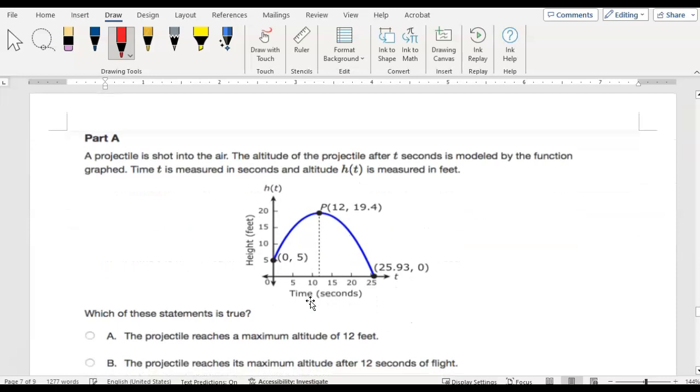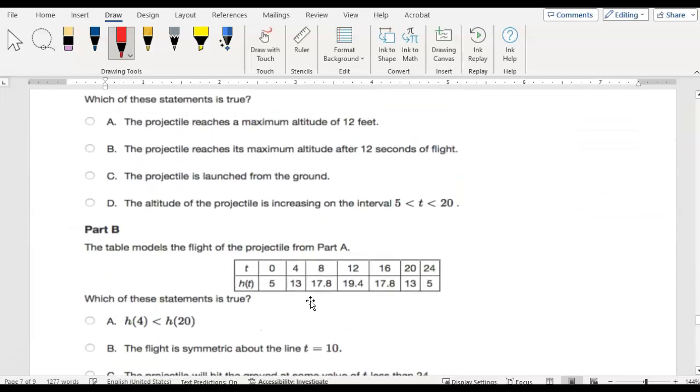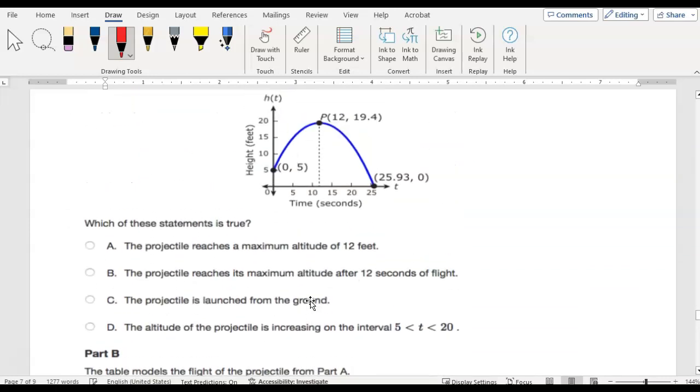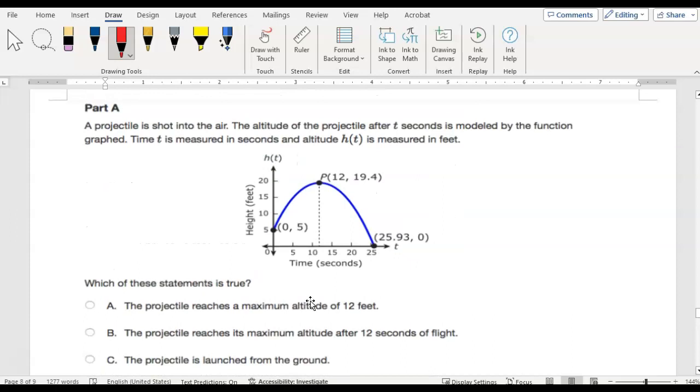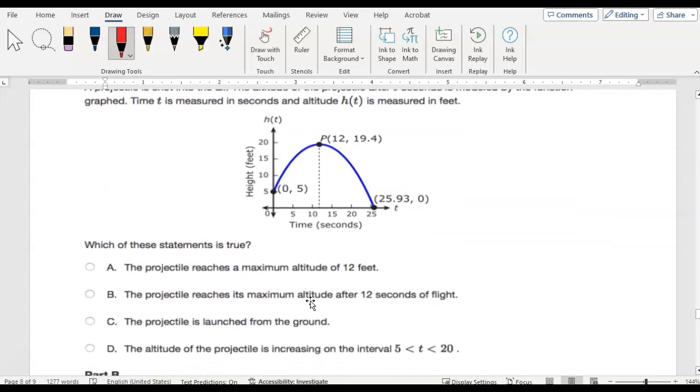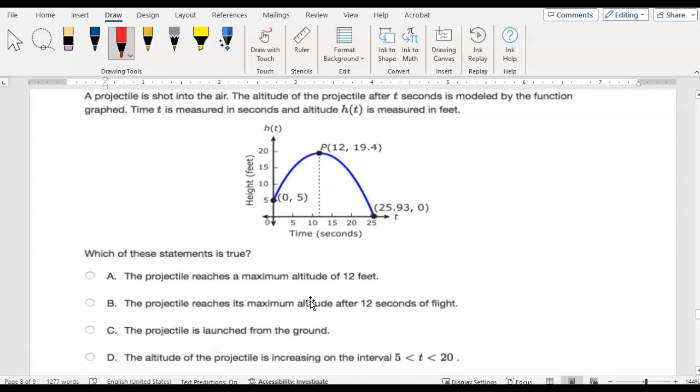All right, our final part is about this projectile. Something is being shot up in the air and then coming back down. Which of these statements is true? For this part, I need to make sure that you are listening. So I'm not going to circle it on the paper. I'm going to ask that you listen to which one I'm selecting.